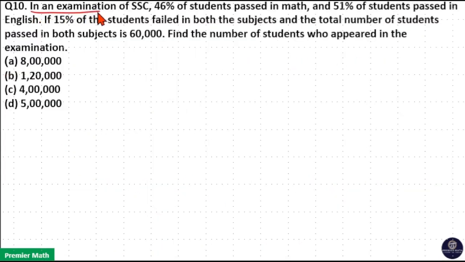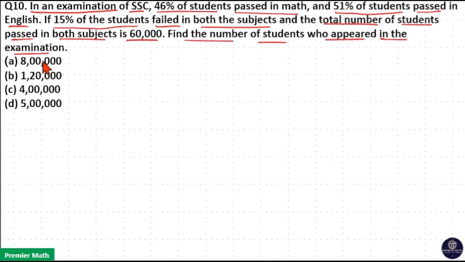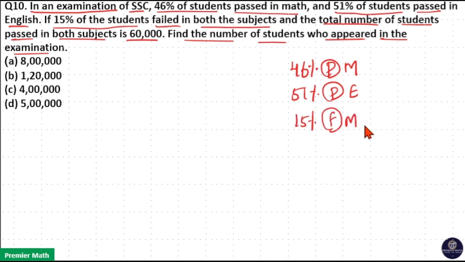In an examination of SSC, 46% of students passed in maths, 51% of students passed in English, 15% of the students failed in both the subjects, and the total number of students who passed in both the subjects is 60,000. Find the number of students who appeared in the examination. Here, 46% of students passed in maths, 51% passed in English, and 15% failed in maths and English.